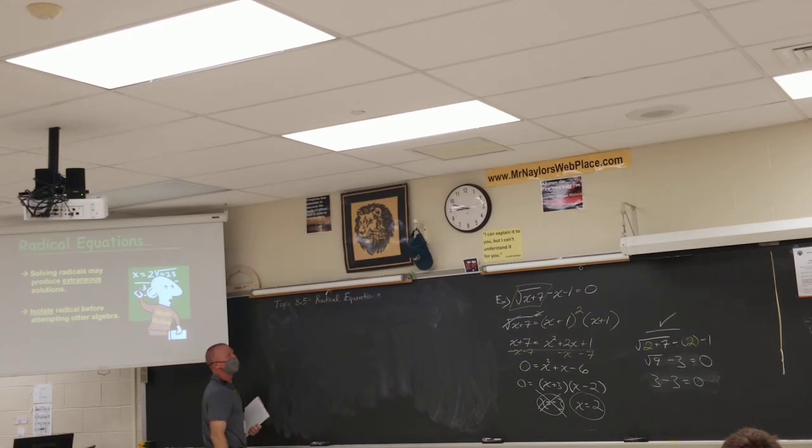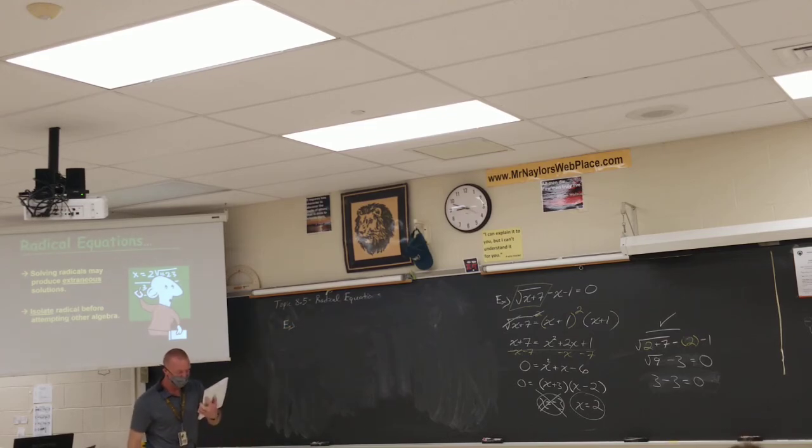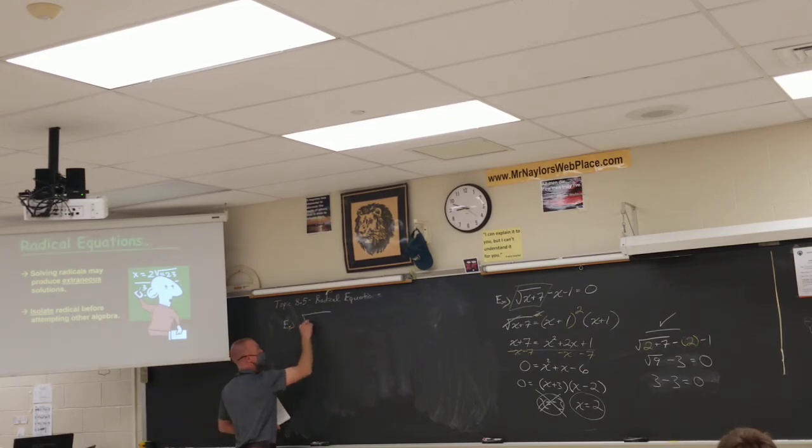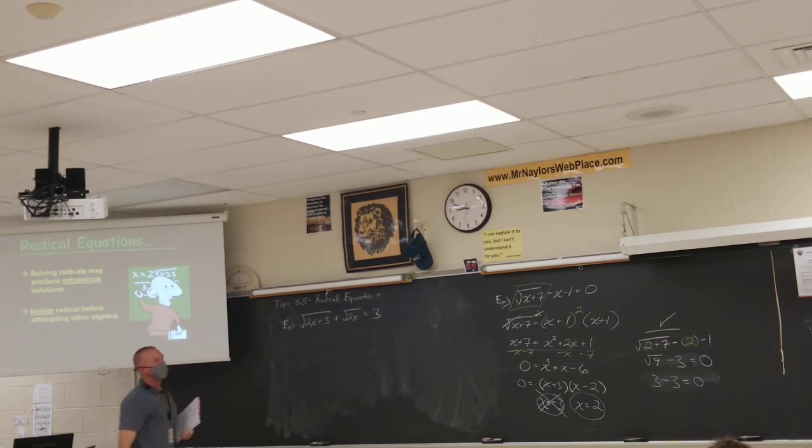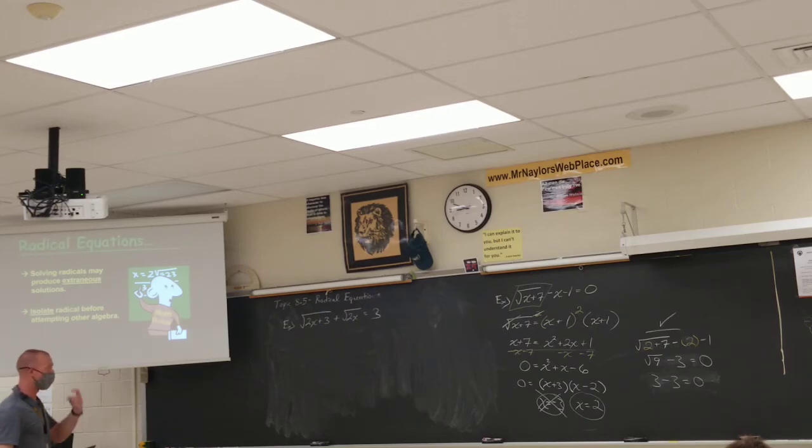Now, I want to do one more of somewhat this variety. Somewhat this variety means that it's a little harder. How about the square root of 2x plus 3 plus the square root of 2x equals 3? Of course, this one seems to right away have more square roots. It's got more radicals.